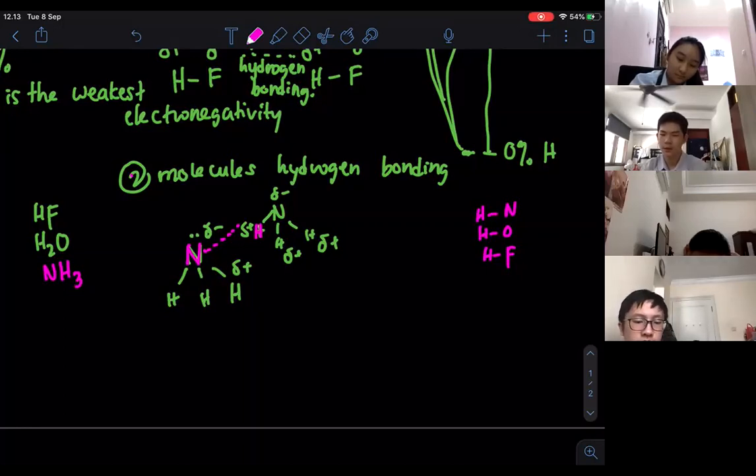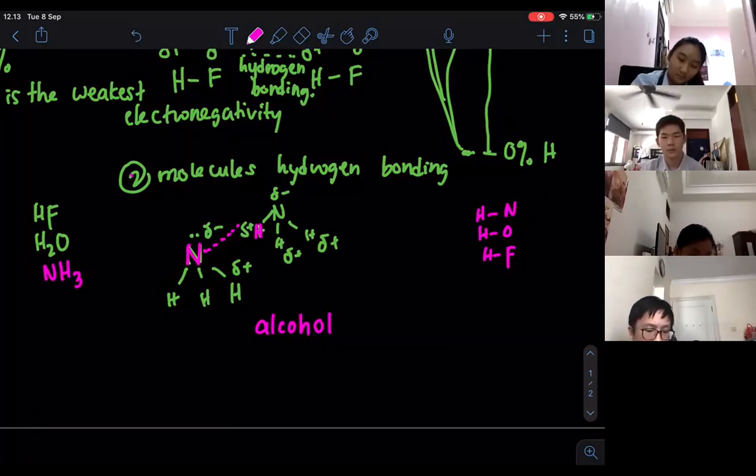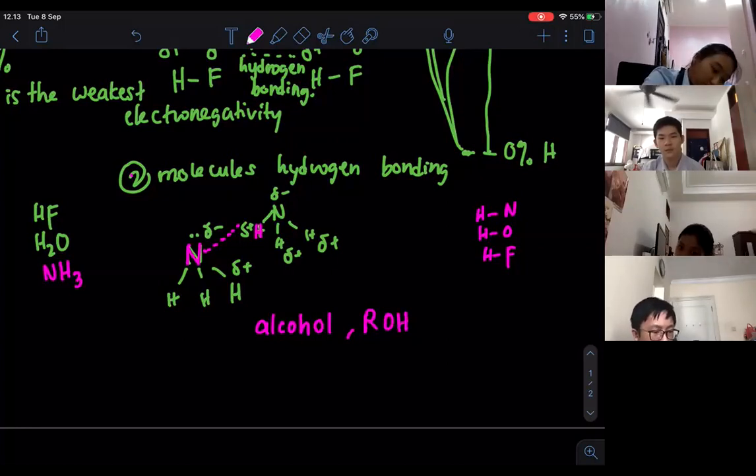OH. Yes, related to OH. So we are talking about what? Alcohol. Alcohol is another example of a molecule that will have hydrogen bonding. Why? I put it as ROH. Let's not debate on what is R. It can be any carbon numbers.